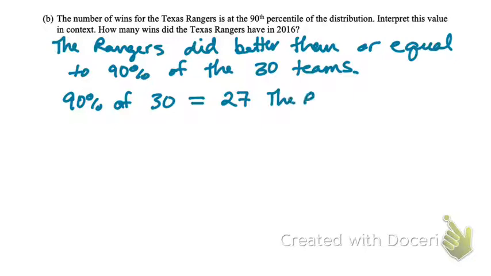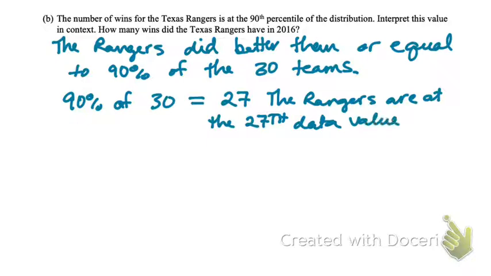So the Rangers are at the 27th data value, which is 94 wins. Does that make sense? Did I hear no? Yeah, that would be me. How do you get 27? 90% of 30. So if I do 0.9 times 30, so 9 times 3 is 27.